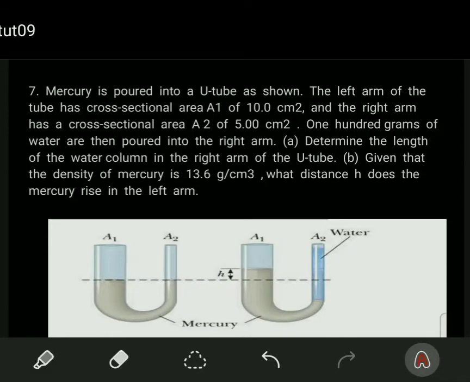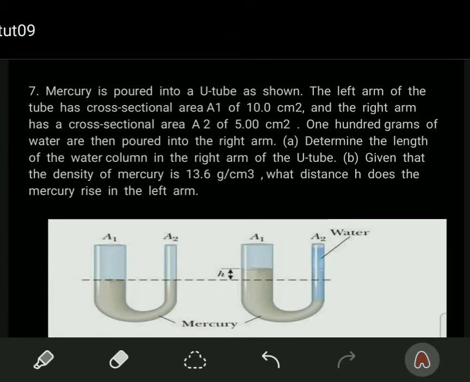Hello again, Physics 1015 tutorial 9 question 7. Alright, so here we look at this system. We have mercury being poured into a U-tube.